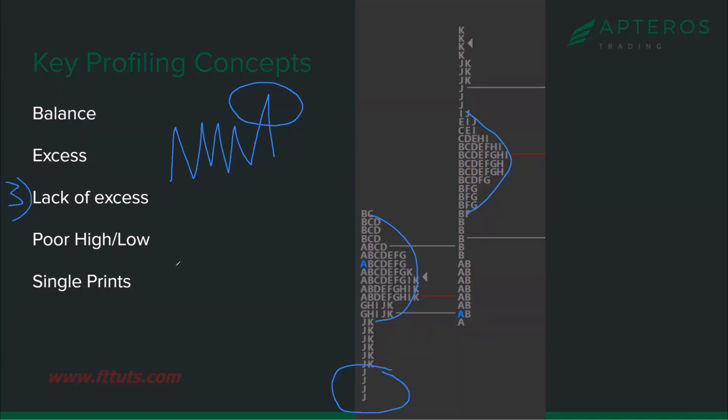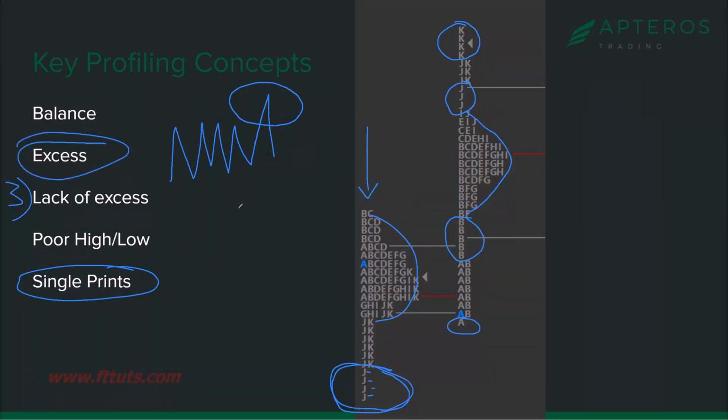Which brings us to our third point here. Where do we have lack of excess? Let's look at the other end of this first profile. Look at the top here. There's no swift rejection because, maybe I should have ordered these differently, but we've got to talk about single prints. Down here, we had single prints. There's only J, J, J, J, only a single column of letters. Those are single prints. There's one single print here, some single prints there, single prints here and here. That's all the single prints I can find. And they represent excess, all of them. When you don't have any single prints, you have a lack of excess.